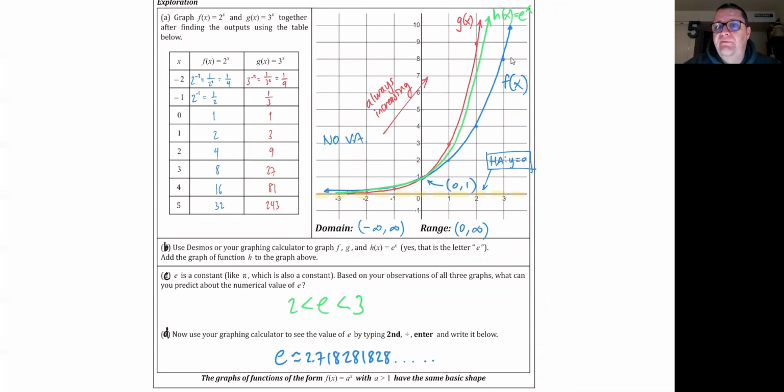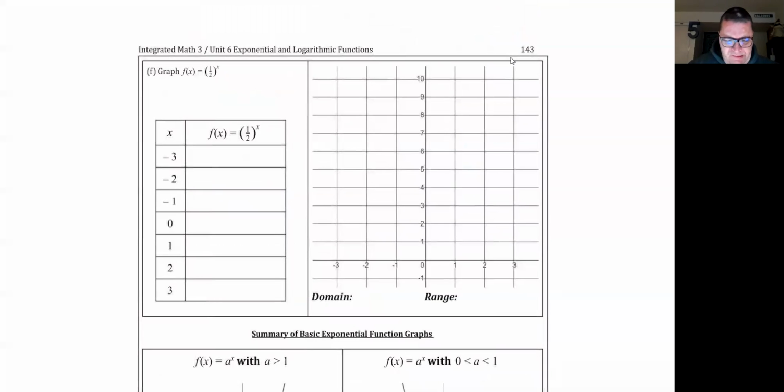We saw that all of these functions have a base that is greater than 1, and then the graphs are always increasing. Now, let's see what happens when we have a base that is not greater than 1. It is between 0 and 1, such as 1/2.